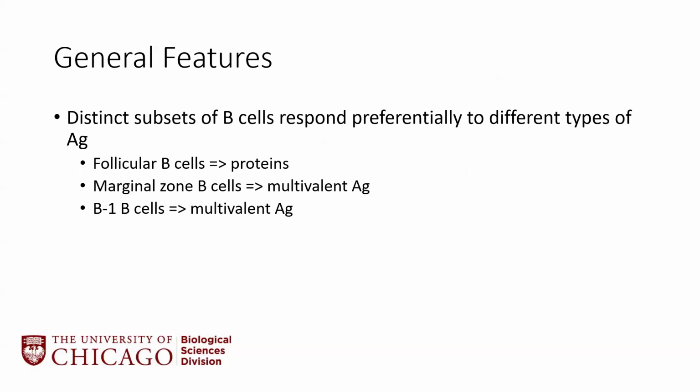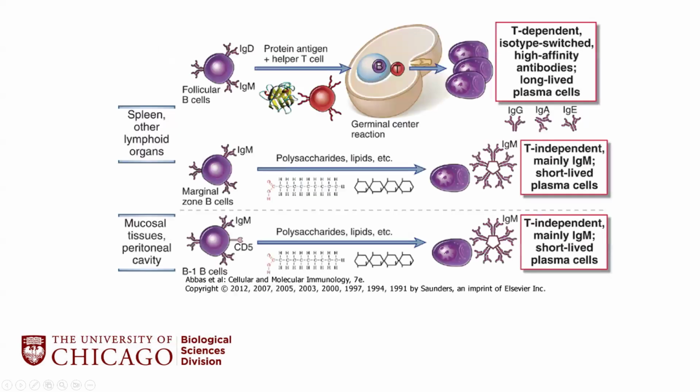There are distinct subsets of B cells that will respond preferentially to different types of antigen. So there are follicular B cells that will respond to proteins, marginal zone B cells, which respond to multivalent antigens, as well as B1 B cells that will respond to multivalent antigens. Again, these latter two are the minority compared to the first. That protein response is by leaps and bounds the most important one that we have.